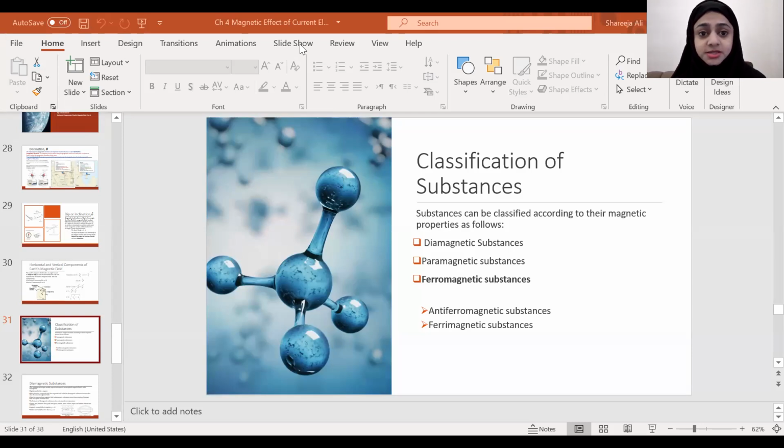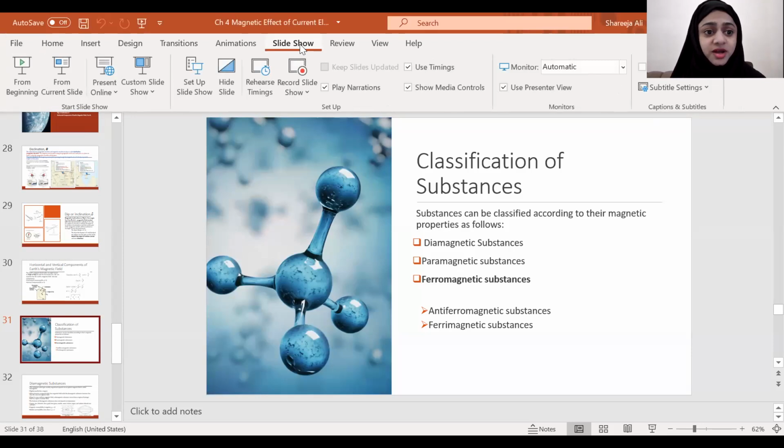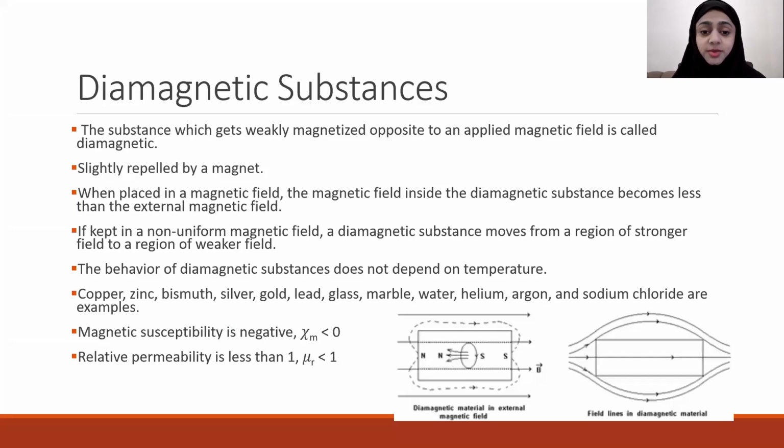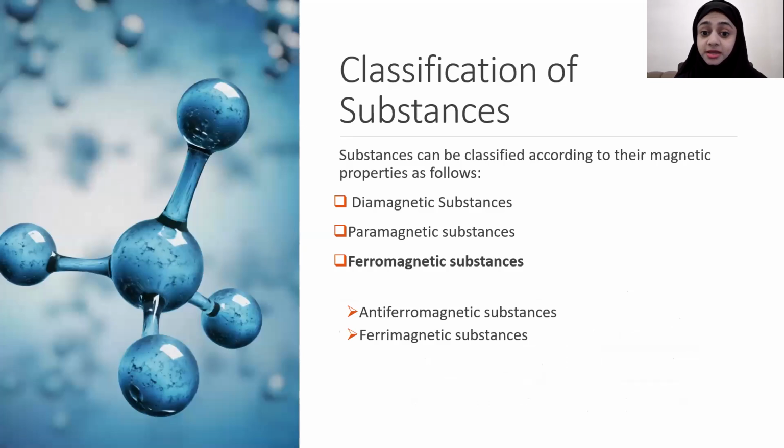So as I said before, we can classify materials according to their magnetic properties as diamagnetic substances, paramagnetic substances, and ferromagnetic substances. By the end of this lesson, you should be able to draw a table that compares the properties of these three kinds of materials. Then we will also see what are antiferromagnetic substances and ferrimagnetic substances.